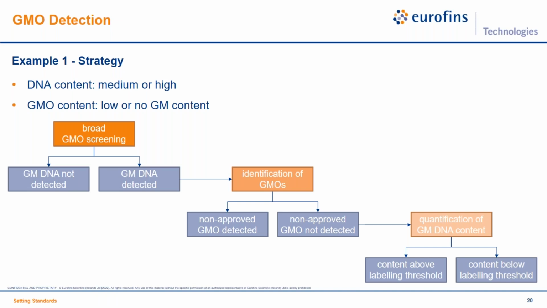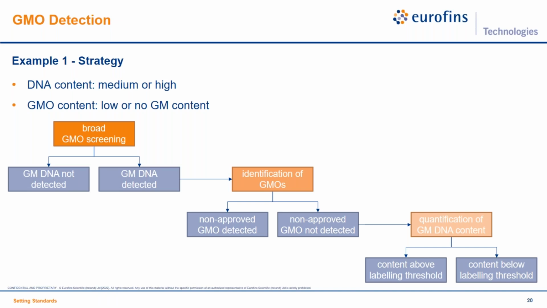If it's positive, then you could follow with an identification of GMO, using specific methods to detect, approve, or exclude non-approved GMOs. So if you, for example, detect a non-approved GMO, then you have to consult your customer or check the requirements in your country, the legal requirements, because sometimes there are special requirements that accept non-approved GMOs up to a certain threshold, but this depends on the country.